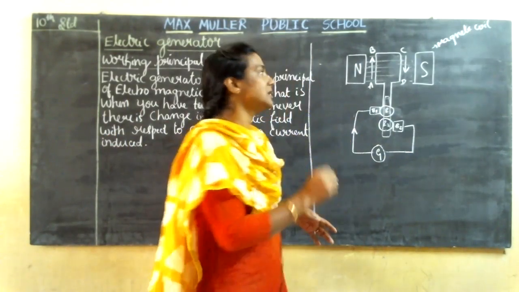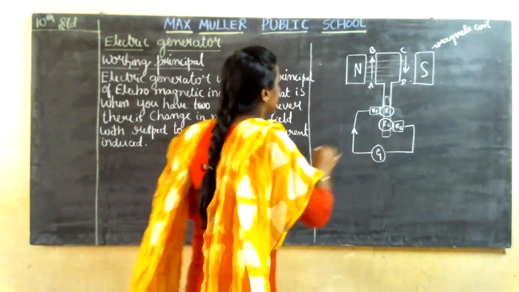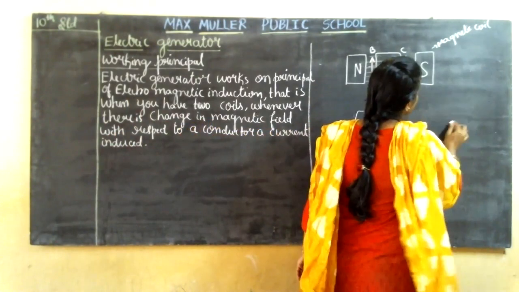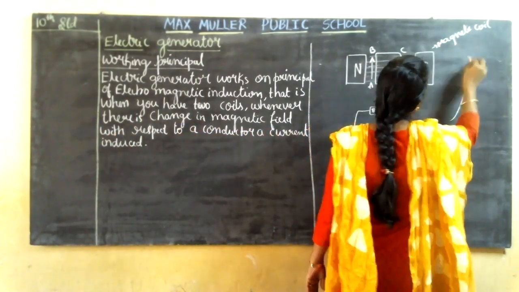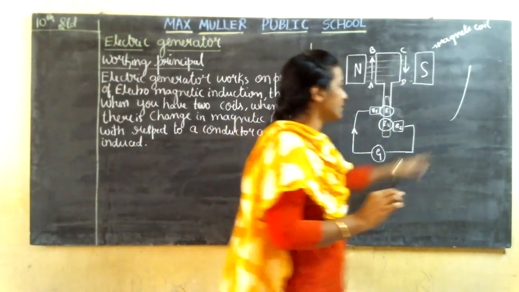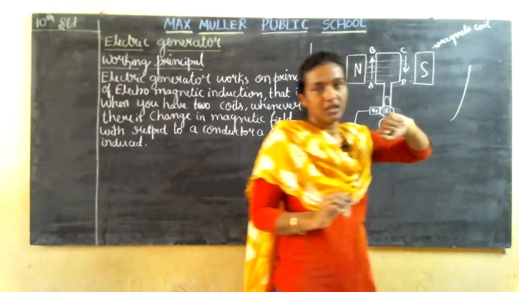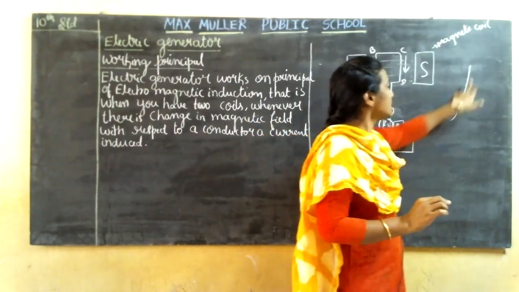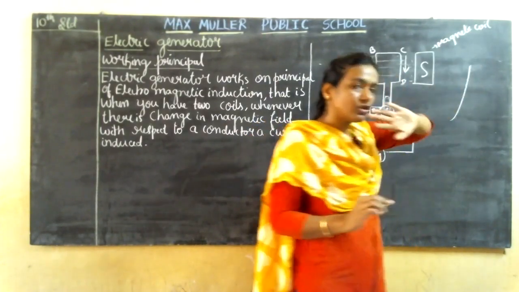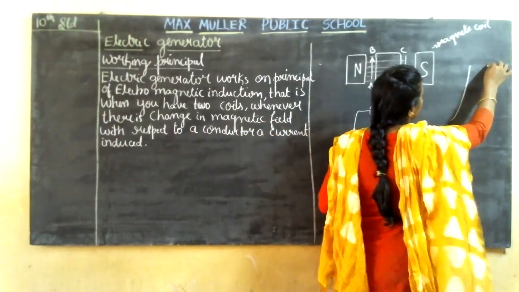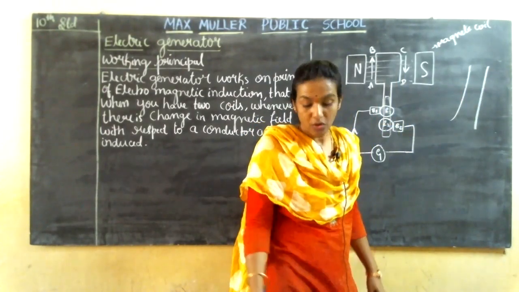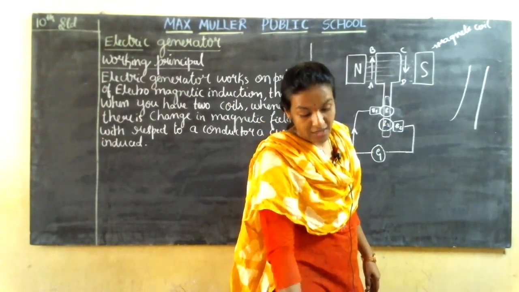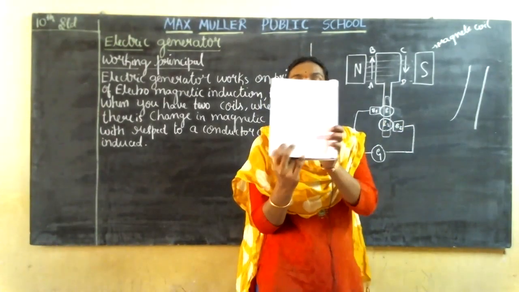So here, think that one wire is coming into your home, and another wire is going from your home to outside. You have the diagram in your textbook, guys.